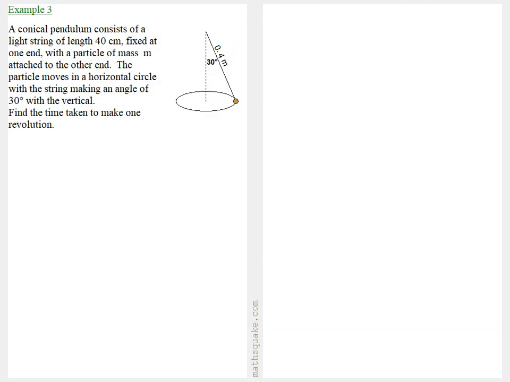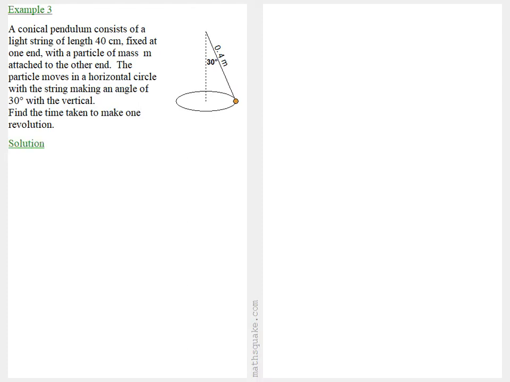In example 3, we're told a conical pendulum consists of a light string of length 40 centimeters fixed at one end, with a particle of mass m attached to the other. The particle moves in a horizontal circle, with the string making an angle of 30 degrees with the vertical. Find the time taken to make one revolution.